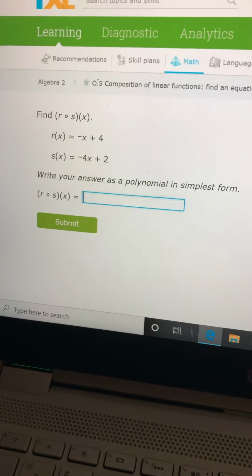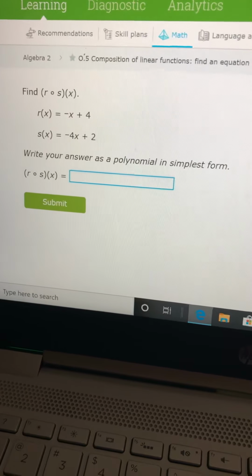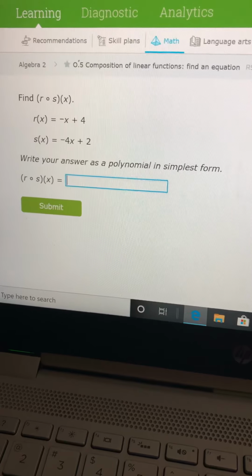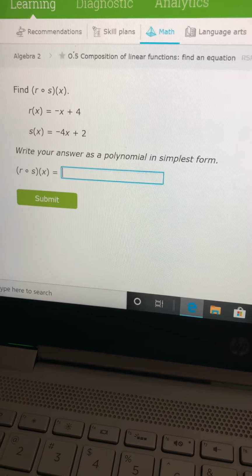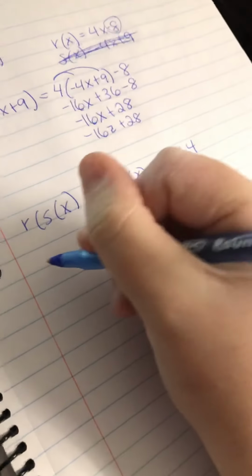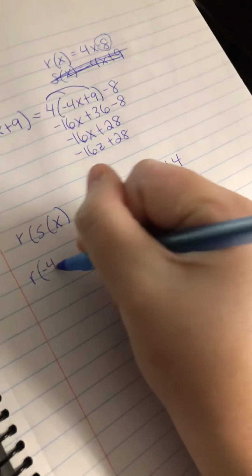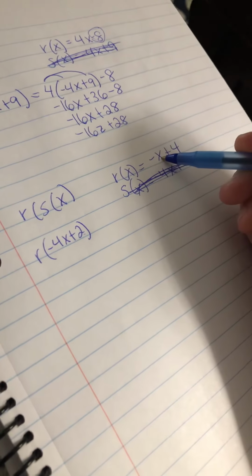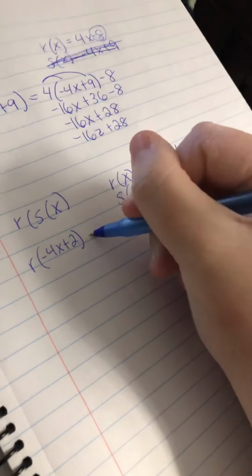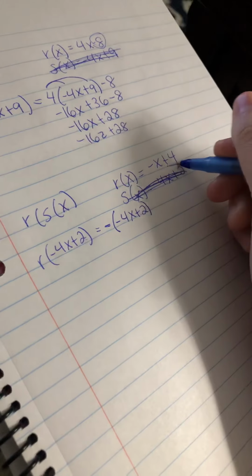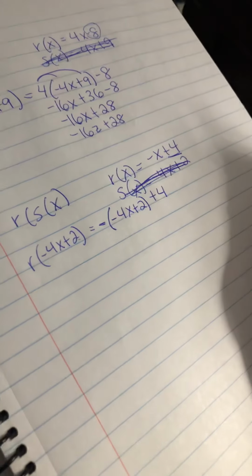So this one says R of S of X. So this time R of X is negative X plus 4, and S of X is negative 4X plus 2. Alright, so here's the problem. The R drops down. S of X is negative 4X plus 2. This gets plugged in here. So the negative sign is going to stay in the front, parentheses, negative 4X plus 2, and then the plus 4 goes on the end after the parentheses.